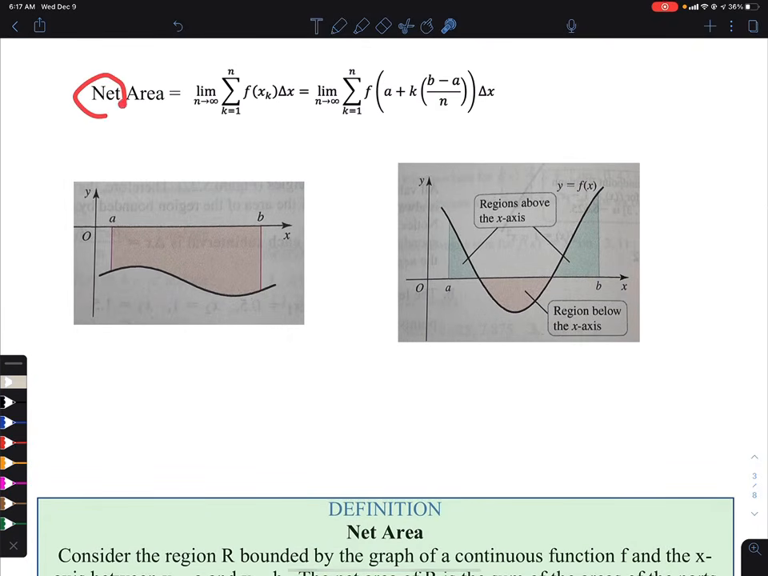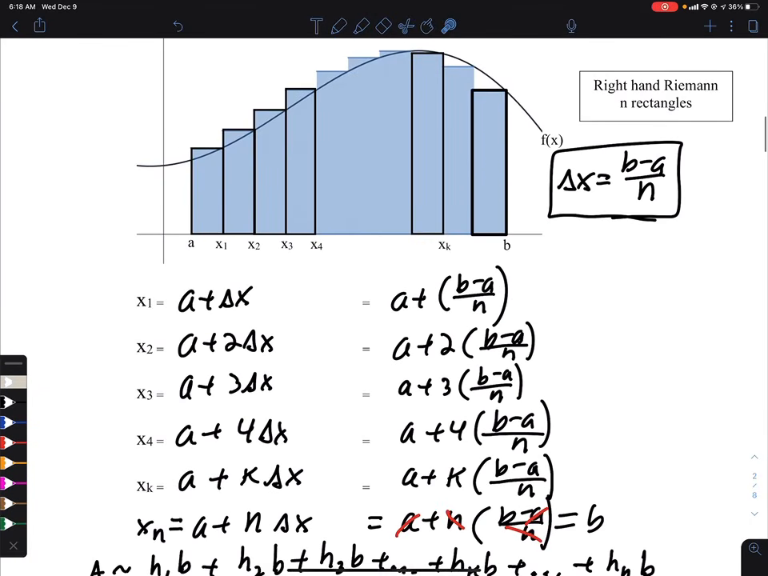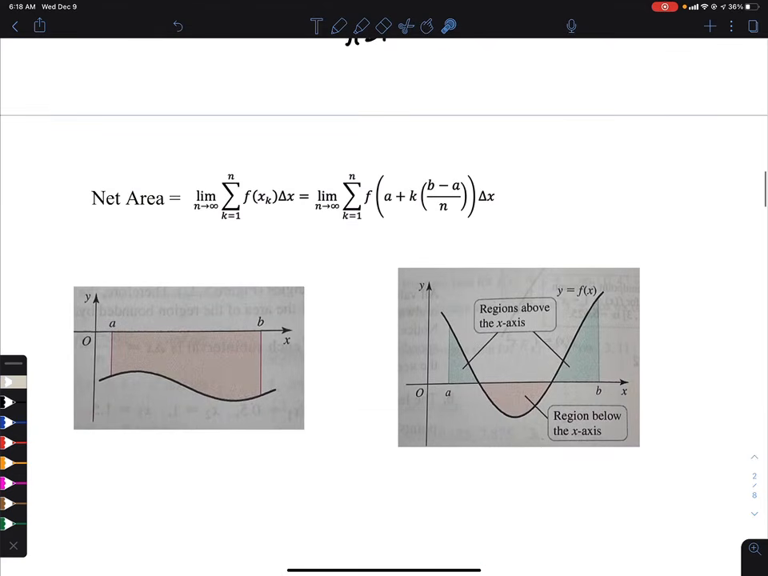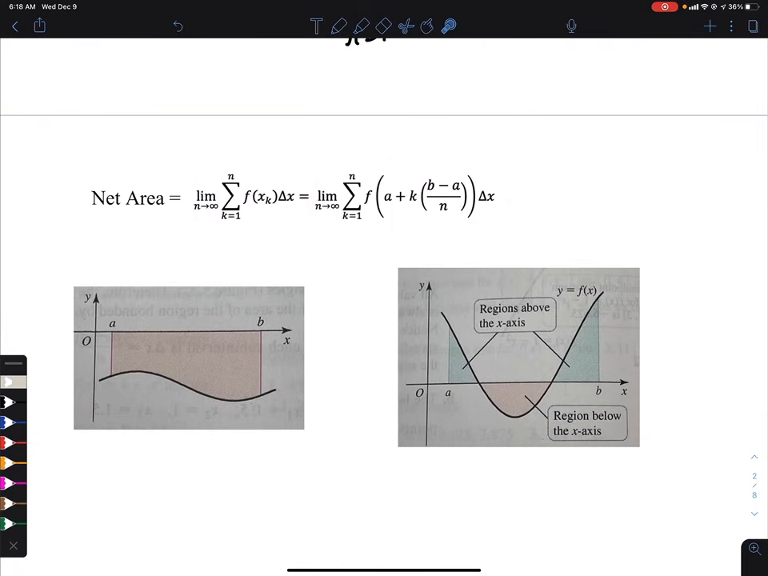I'll explain what net area is, but the actual area, if we let the number of rectangles go to infinity, because remember n, this is the number of rectangles. N is the number of rectangles in our formula, every n you see. So as n goes to infinity, that means the number of rectangles is going to infinity. So this formula is what we use to get the actual area. That's what this whole chapter is going to focus on.